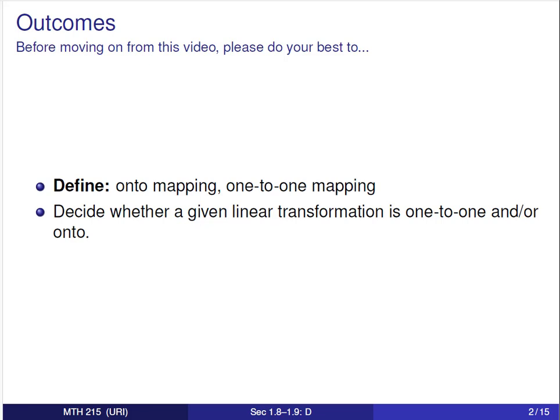The outcomes for this video are as shown here. At the end of it you want to be able to describe what an onto mapping is and what a one-to-one mapping is, and decide whether a given linear transformation is one or the other, or both.